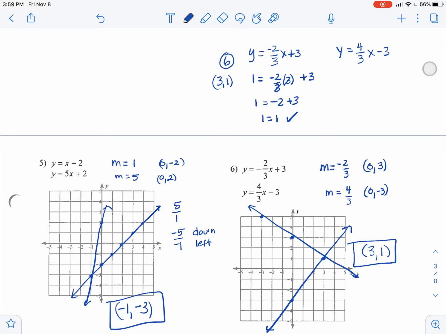So I'm going to put in (3, 1). So y is 1. x is 3. So these will cancel. And you can run it in your calculator if you need to. So 4 minus 3, 1 equals 1. Checks. Okay, so remember, that's how you do a check.